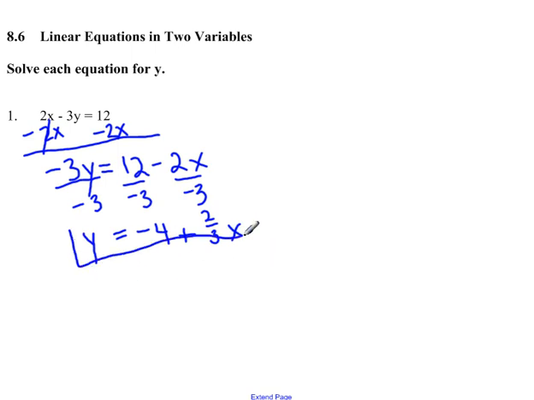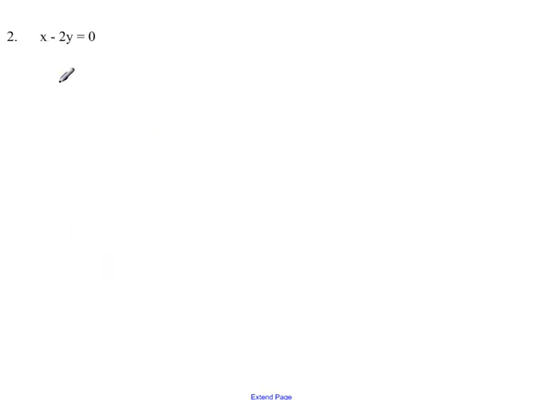So you're done. Whoops, kind of missed that one, didn't I? Okay, let's try another one. Remember the steps. Get rid of the x term, divide by the coefficient in front of the y. So to get rid of this x term, since it's positive, remember that's positive 1x. So I'm going to subtract 1x from both sides.